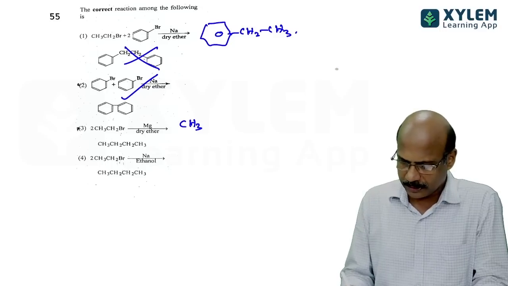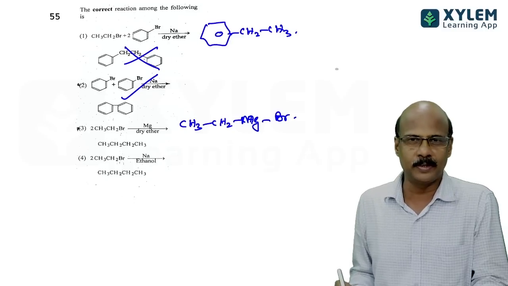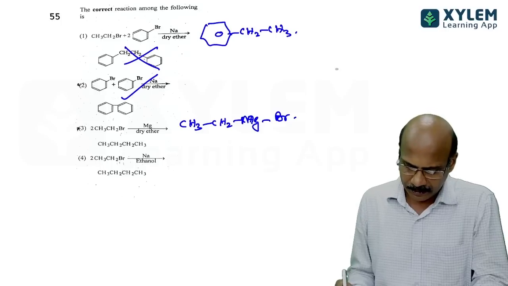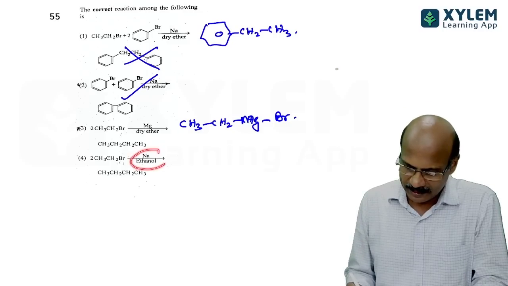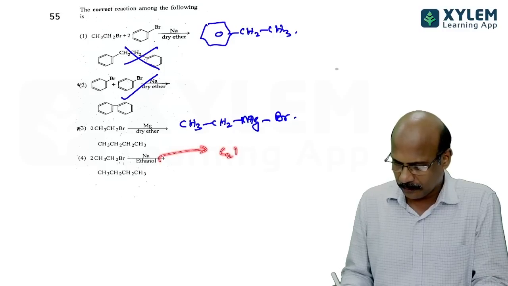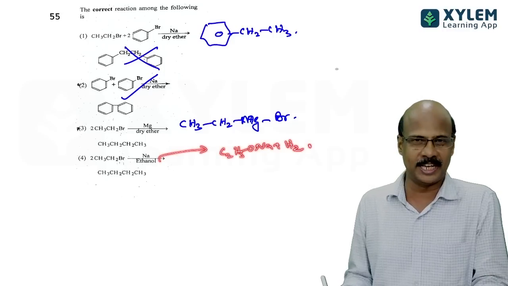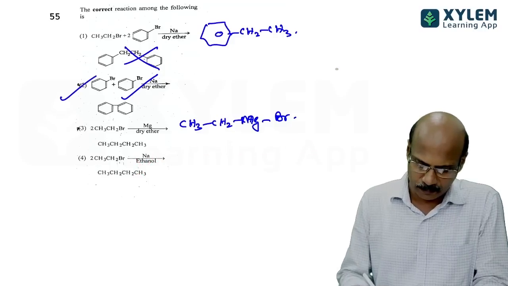The third one is actually the Grignard reagent formation. When it is treated with magnesium metal in dry ether along with alkyl halide, you will get Grignard reagent. What about the fourth one? You know that if sodium metal is added to alcohol, an immediate reaction occurs to give sodium alkoxide and liberation of hydrogen gas. So this is also wrong. So the correct one is the second one.